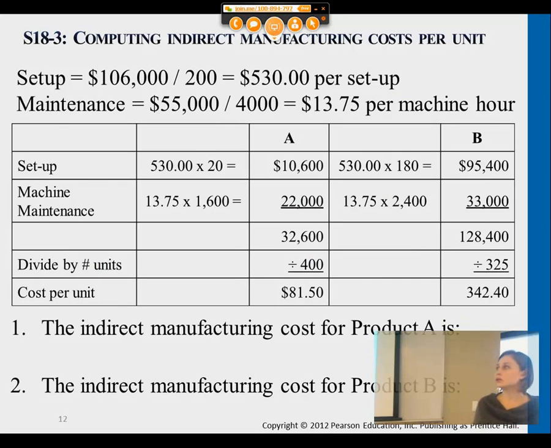Okay. So what is the indirect manufacturing cost to produce? We just calculated this, right? And for B, it's a much higher number. Okay. Was that clear? Okay. I'm assuming yeah. Why did you divide by the total right here?